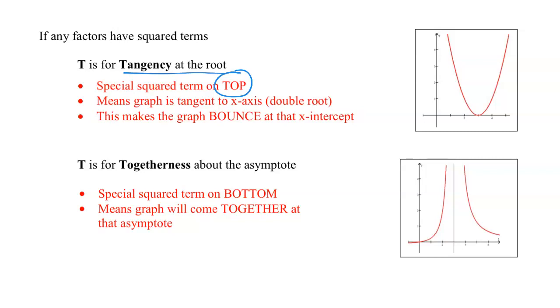It means that the graph is going to be tangent to the x-axis, or the way that we've discussed that in the past is bouncing off of the x-axis, or touching the x-axis and just bouncing back off. And so just the picture that you're looking for is right over here. And so again, this would be if there is a squared in the numerator.